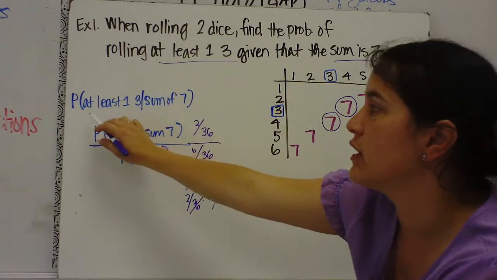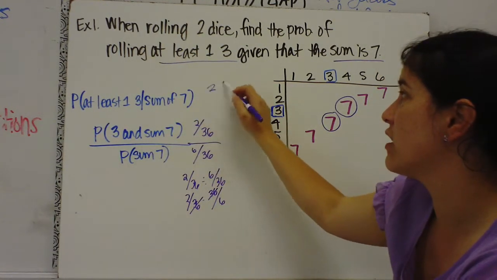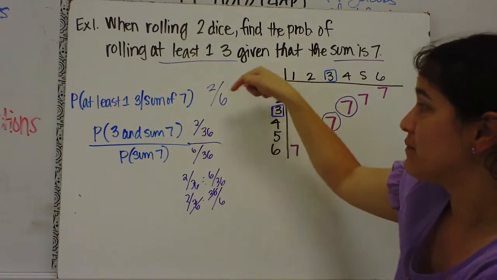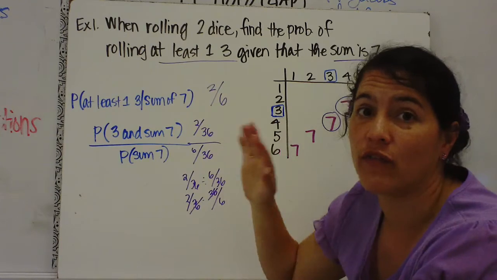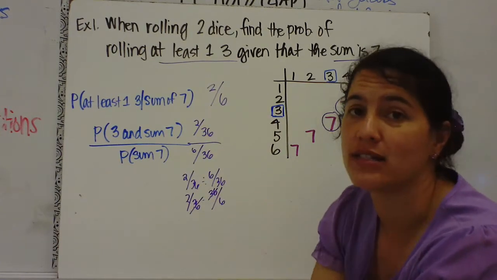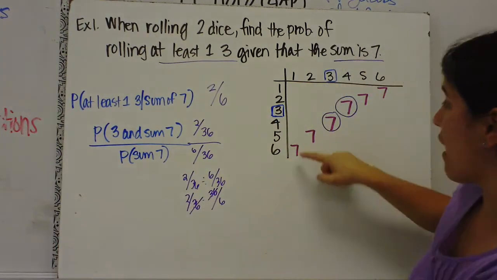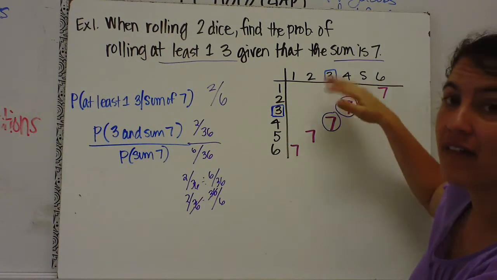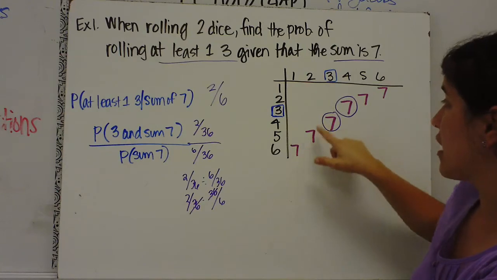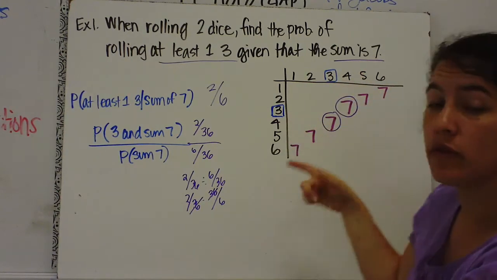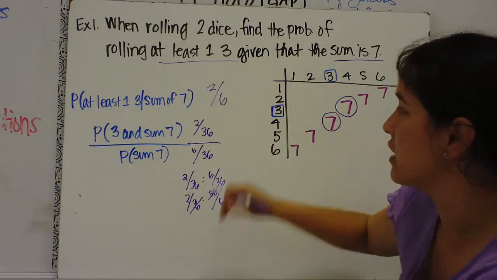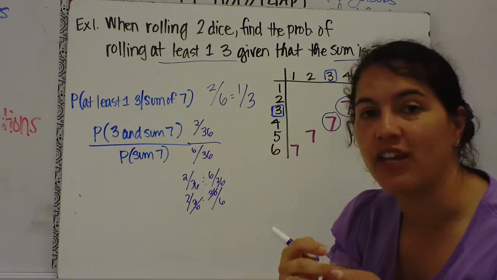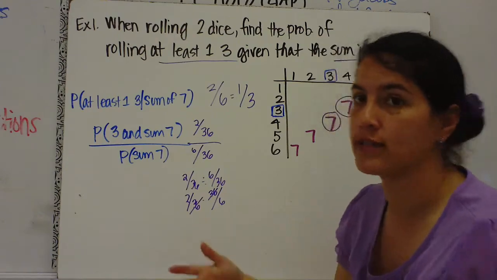So the probability of at least one 3, given that the sum is 7, is 2 out of 6. What that is saying is, given that the sum is 7, we've already said that the sum has to be 7. That's already happened. So if you have a sum of 7, 2 of them are going to have at least a 3. Because it's 3 and 4 and 4 and 3. So 2 out of 6, which is 1/3. So that is an example of conditional probability. I'm going to show you more examples.